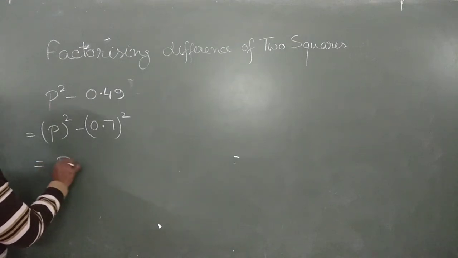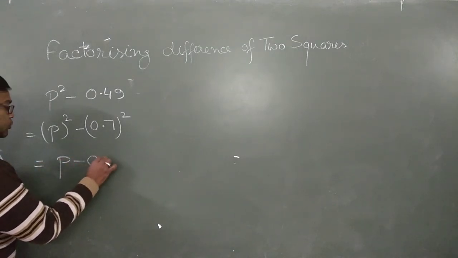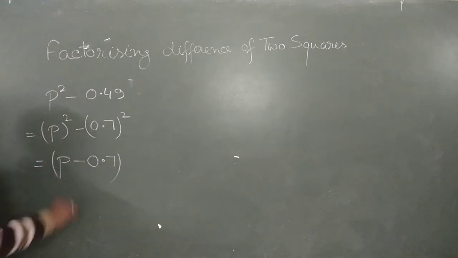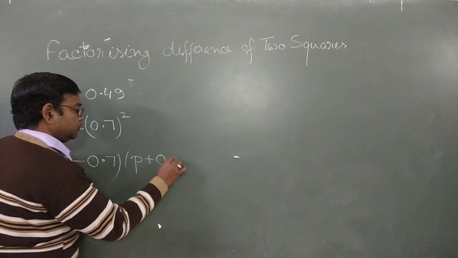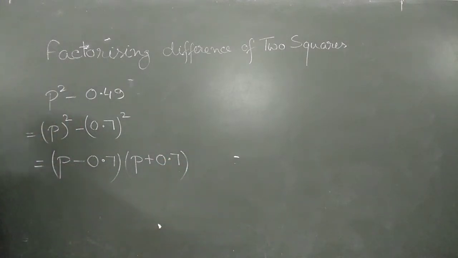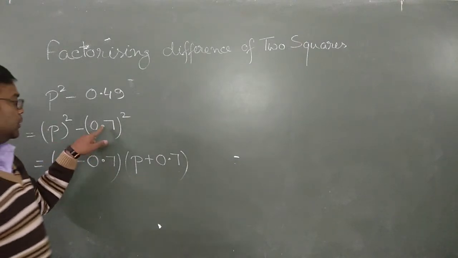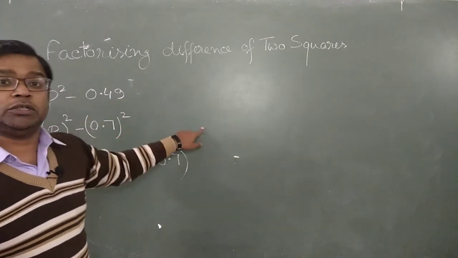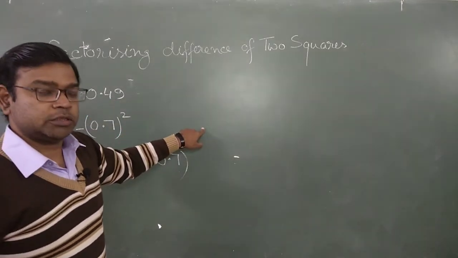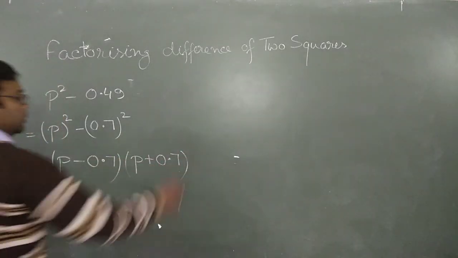Now it's p minus 0.7 first one, and second it's p plus 0.7. Clear? This is your solution. No need to write the square root of 0.49 as 0.07. Some of you make this mistake, so be careful about this one.